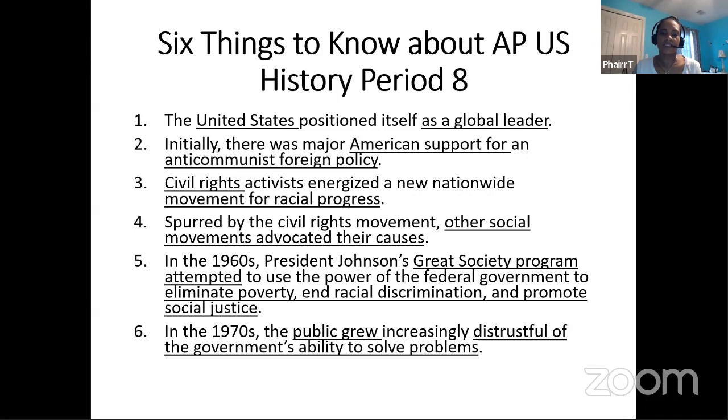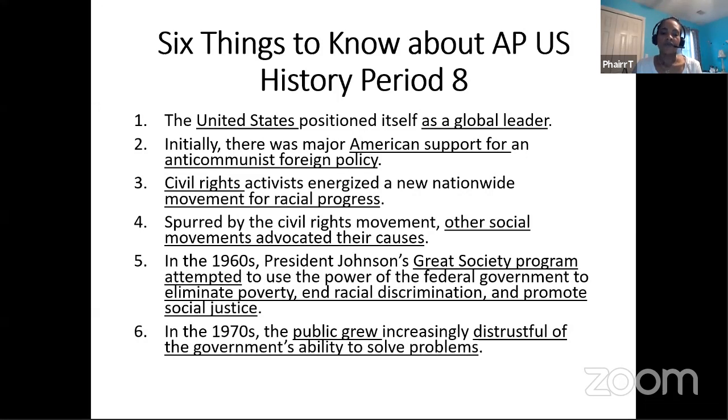So I bring this back up and underline the things again for those six important things. Just very quickly, first thing you need to know: the United States as a global leader. We're going to see that more and more as we go through Period 8. Two, American support for anti-communist policy. We're definitely going to talk about that as you go through the Cold War tomorrow. And when I pick back up with you on Friday, we're going to talk about the impact it will have on domestic issues, as far as the Red Scare.